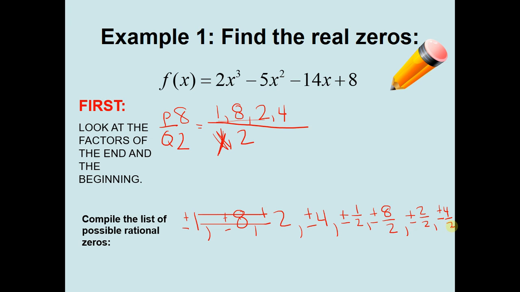Now you're probably like, hey Marsh, 8 over 2, that's just 4, right? 8 over 2 is 4. And notice, guys, we already have 4. So that does not matter. We can just cross him off. We already have him in our list. 2 over 2 is just 1, which we already have in our list. And 4 over 2 is just 2, which we already have in our list. So our possible rational zeros are plus or minus 1, plus or minus 8, plus or minus 2, plus or minus 4, plus or minus 1/2.